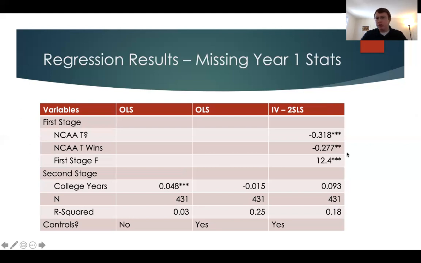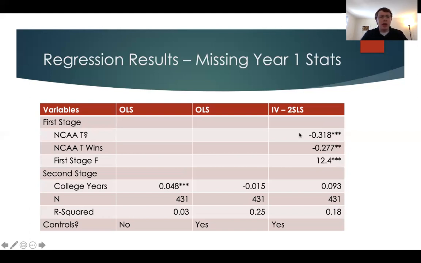And then last, we have the 2-stage least squares results, the instrumental variables results. I do give first stage statistics here. Specifically, I'm giving coefficients here on whether or not the team made the NCAA tournament, the number of NCAA tournament wins, and then the F statistic on the instruments in the first stage. And what you'll note here is that whether or not the team made the tournament and the number of wins are both statistically significant, as is that first stage F.